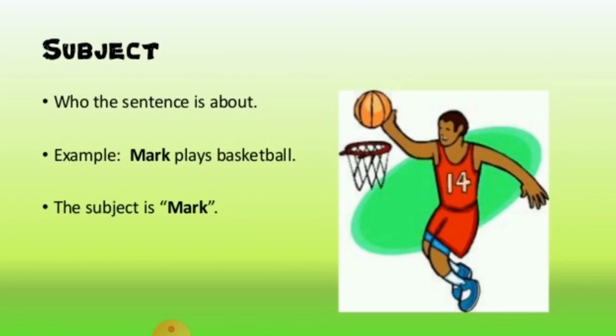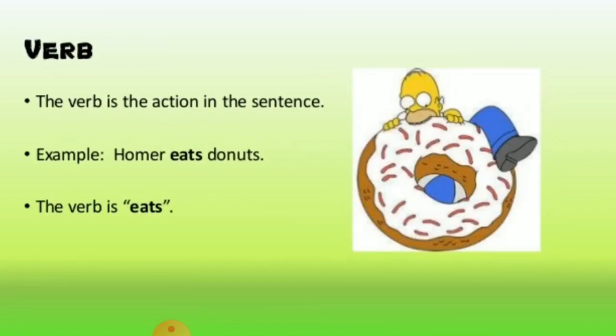Now let's see what is a subject. Who the sentence is about is called a subject. Example, Mark plays basketball. So who is doing the work of playing? Mark. So that will be called as your subject.